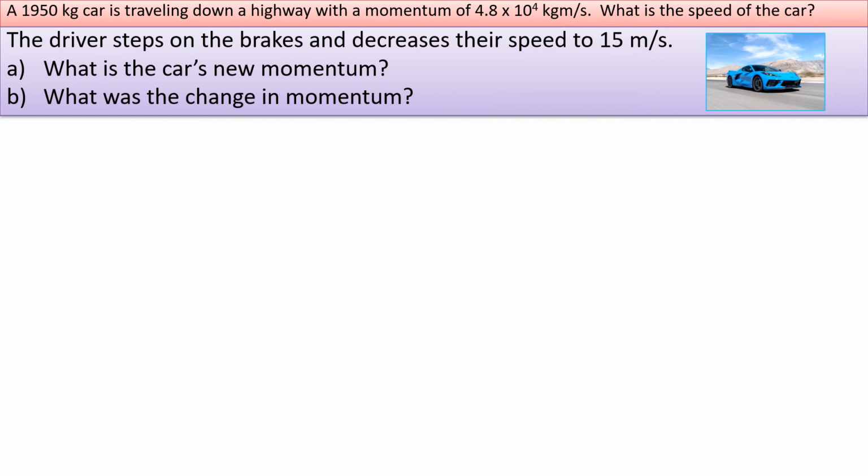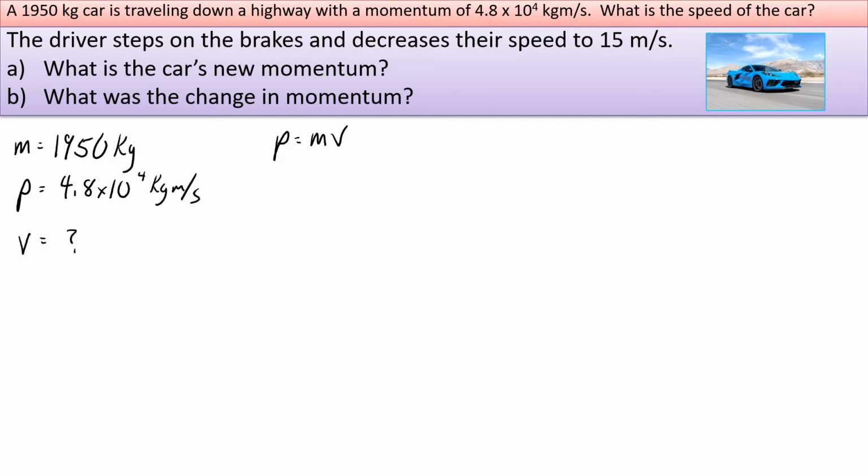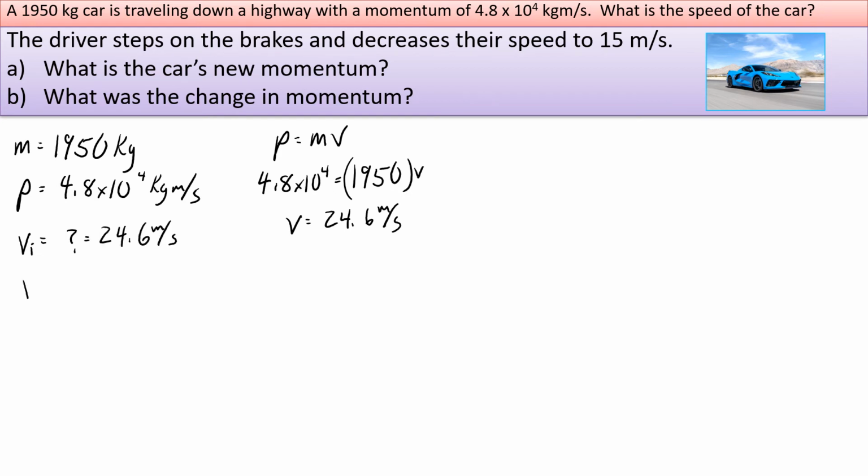Okay, let's start by writing the given information, the unknown, write your equation, substitute, and when you solve, you get a velocity of 24.6 meters per second. So this car, in this problem, is first traveling at 24.6 meters per second. Then they step on their brakes and decrease their speed to 15 meters per second. So this was your initial velocity, and your final velocity is 15 meters per second.